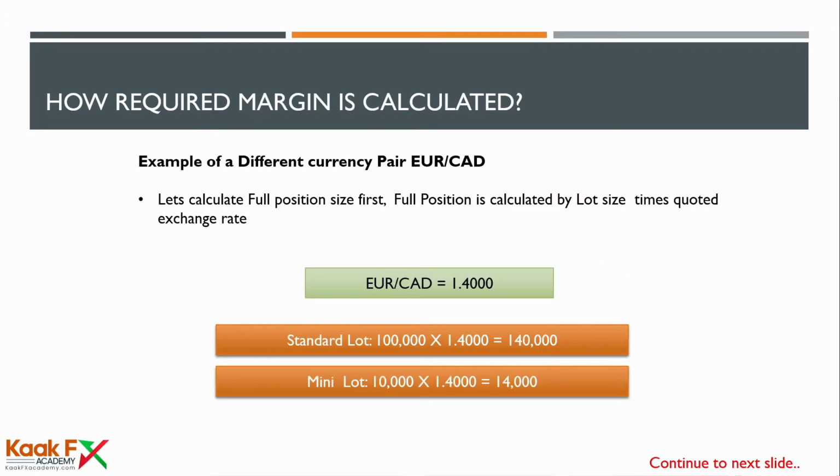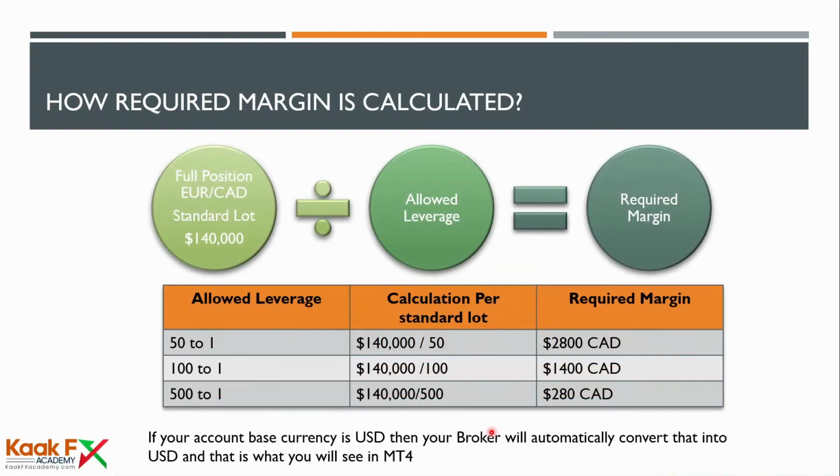Okay, let's take a look at how required margin is calculated for a different pair here. We're going to take a look at Euro Canadian. First, we're going to calculate the full position size. The standard lot is 100,000 times 1.4, which is the quoted price here, which is 140,000 Canadian. A mini lot is 10,000 times 1.4, which is 14,000 Canadian. Okay, let's move on to the next slide.